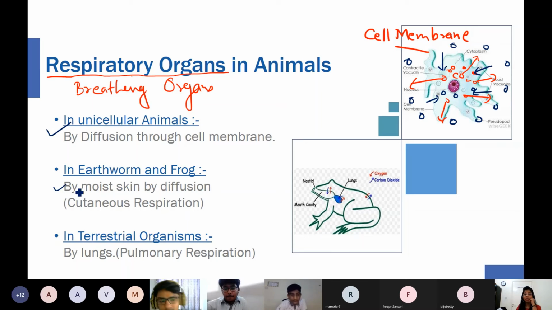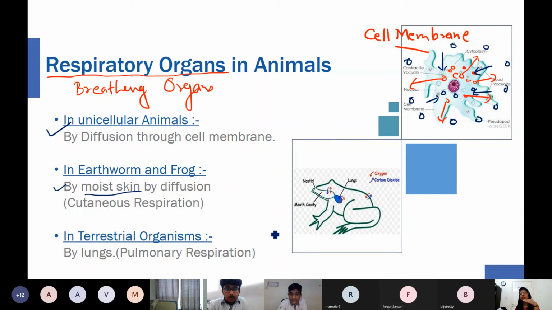Actually, the earthworm is doing gaseous exchange through its skin. The earthworm doesn't have any lungs or similar organs, so it does gaseous exchange through the skin, and for that the skin is moist. Moist skin can absorb oxygen in a better way.